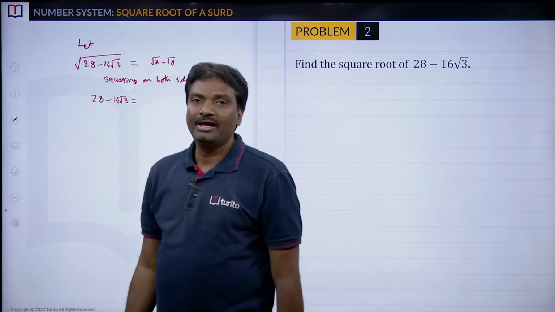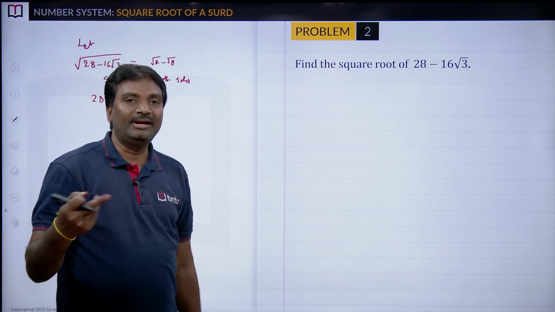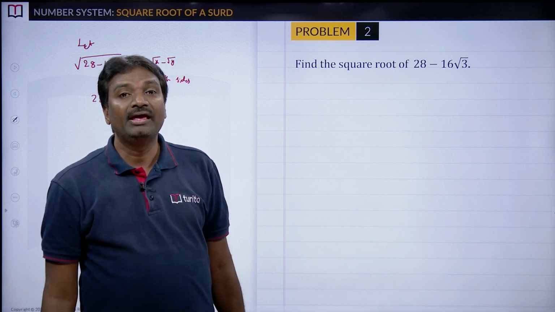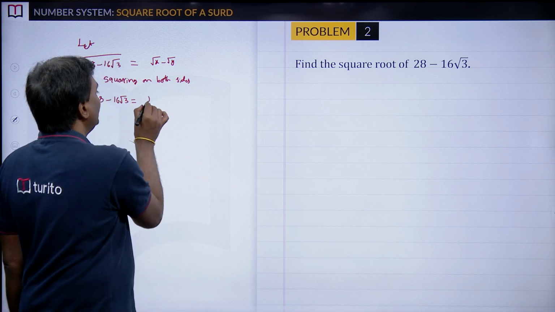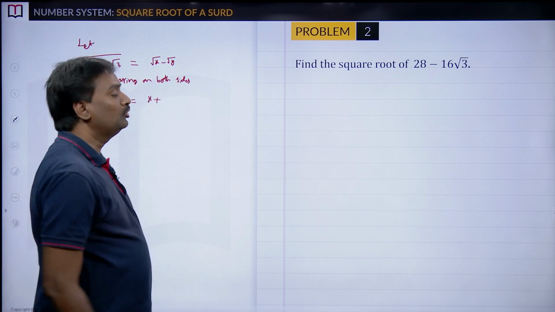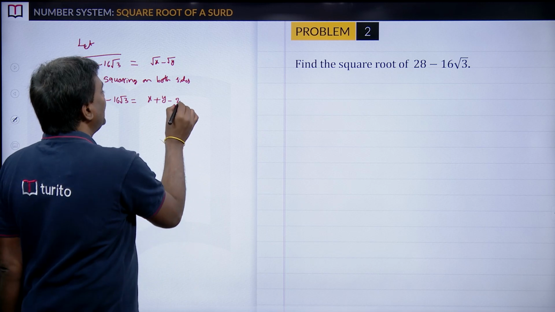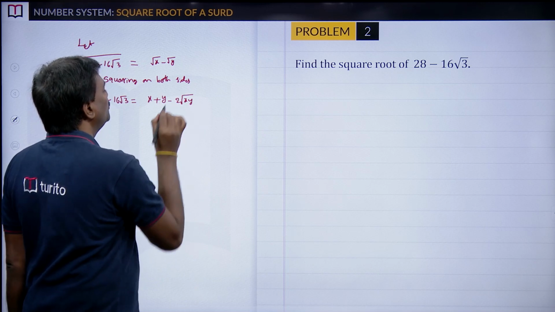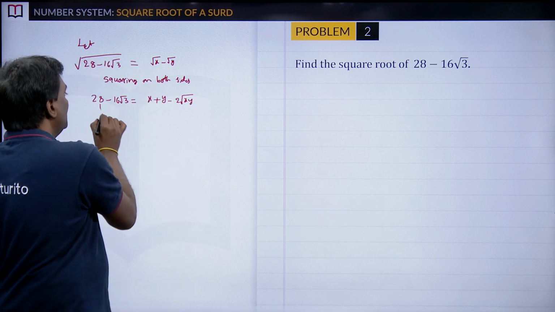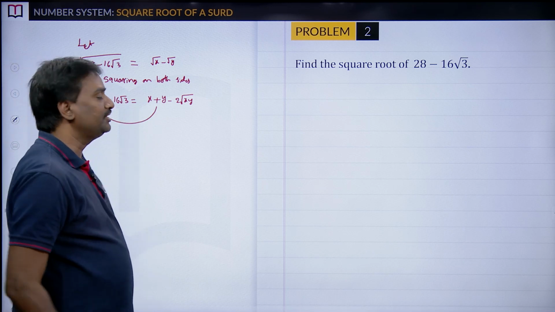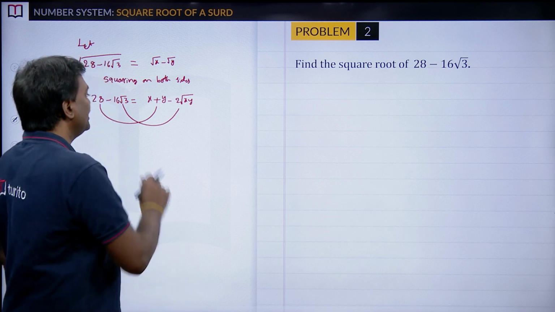So a minus b whole square: in place of a we have root x, in place of b we have root y. By applying the formula a minus b whole square equals a square minus 2ab plus b square, we get root x whole square, which is x, plus root y whole square, which is y, minus 2 root x into root y, that is minus 2 root xy. Now here also we compare rational and irrational terms on both sides.